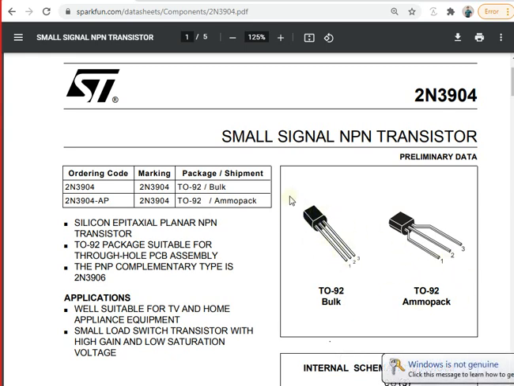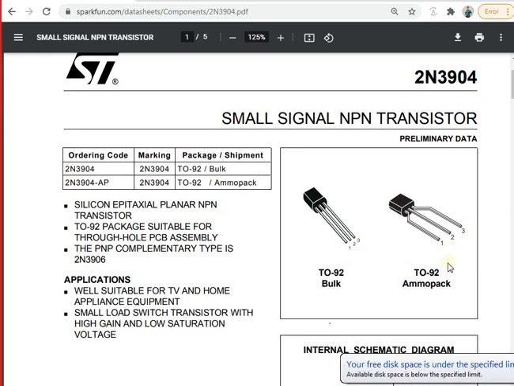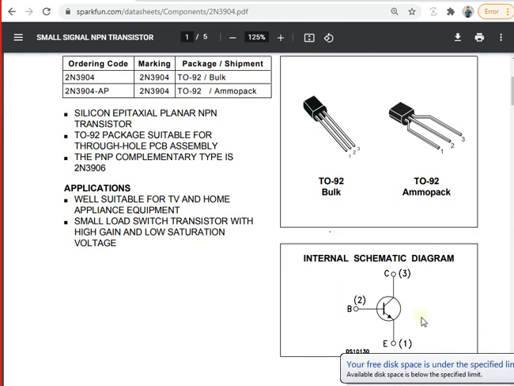Otherwise, when you are going to buy TO92 packaging in bulk, then certainly you are going to see pins 1, 2, 3. What are 1, 2, 3? If I just scroll down a little, 1, 2, 3 are actually telling me which one is base, which one is emitter, which one is collector.